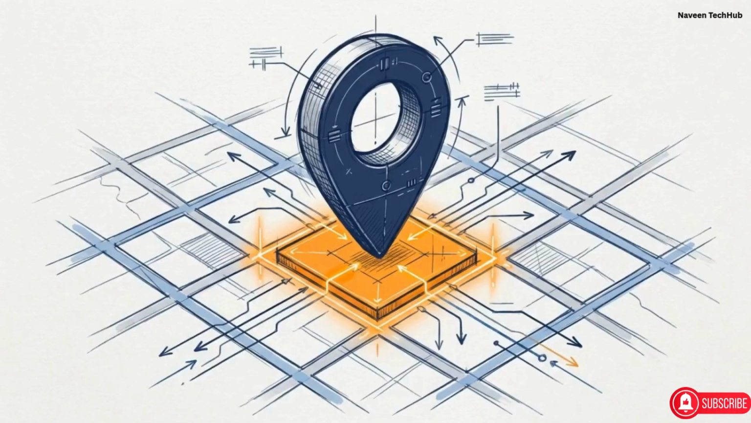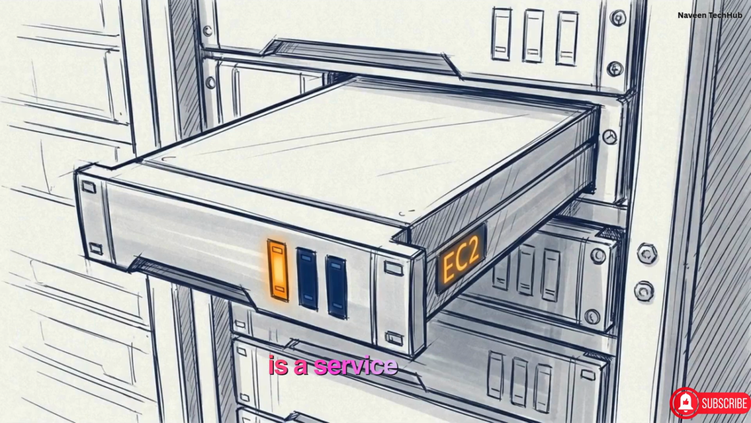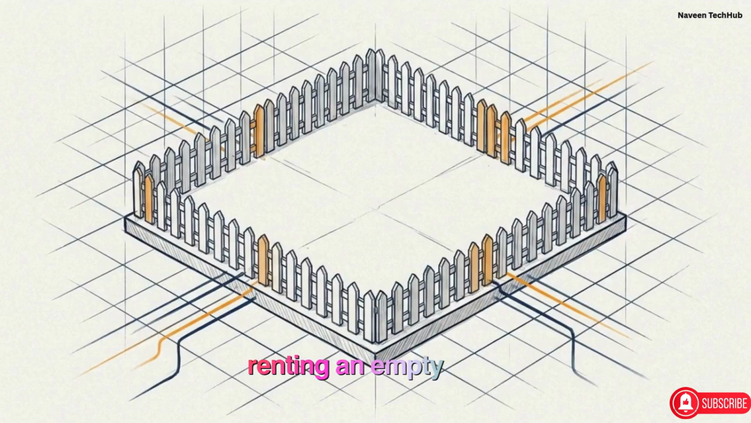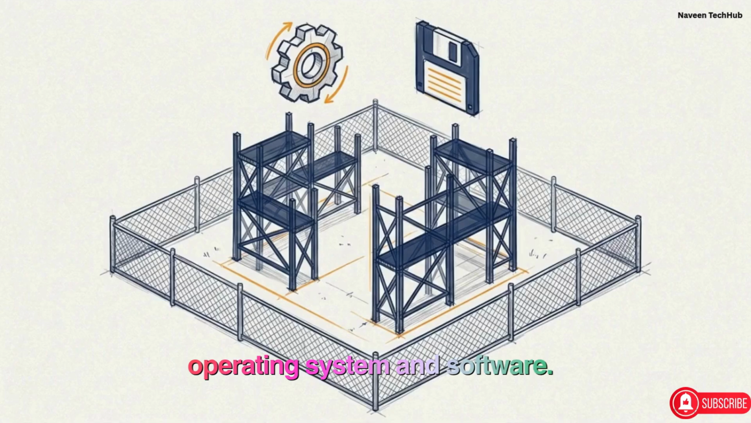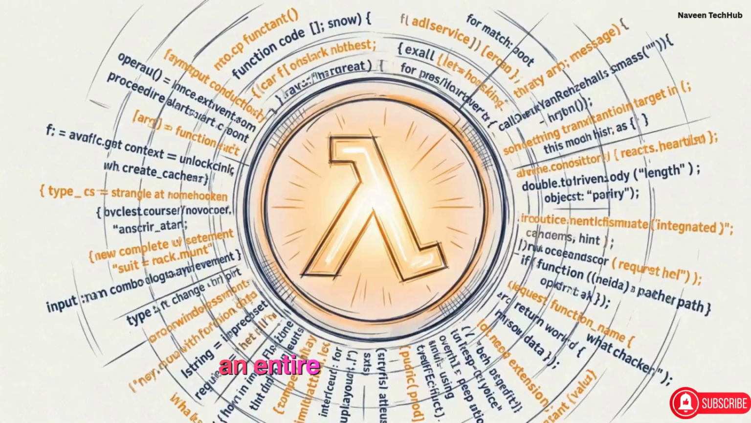Now that you have picked a secure location, you need a computer. The most common way to get one is a service called Amazon EC2. This gives you a virtual server. It is essentially like renting an empty plot of land. You get total control to build whatever you want, but you are responsible for installing your own operating system and software.